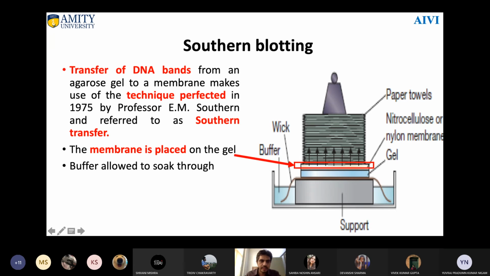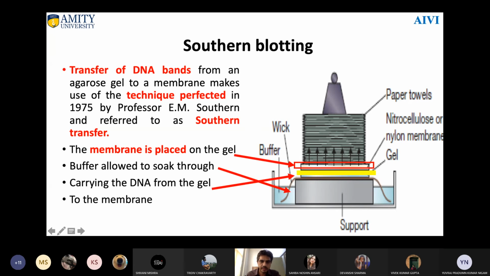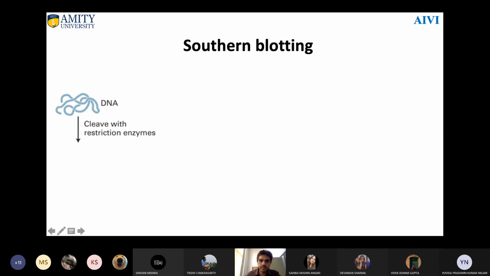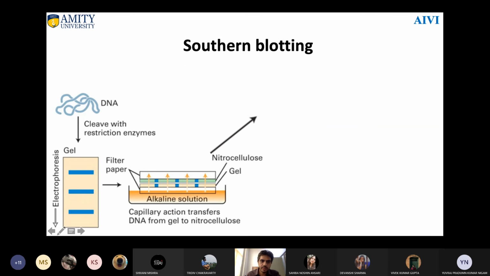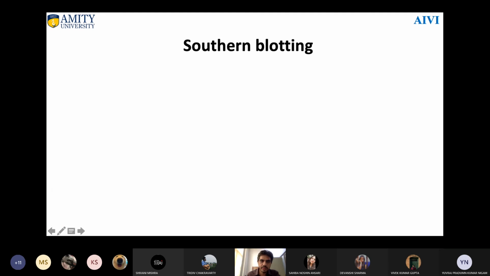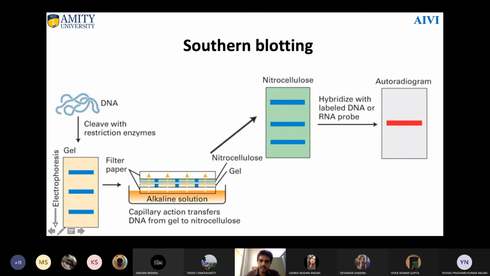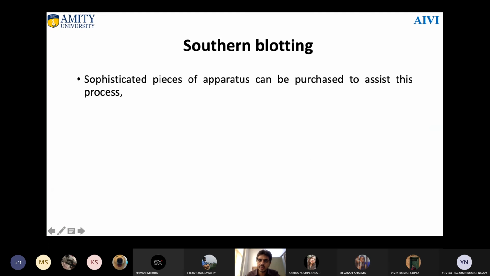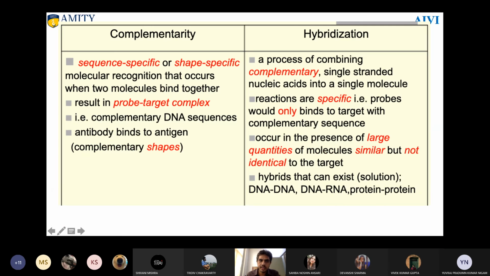So this is the way you are going to perform it. Southern blot, this is just a graphical representation of how it's really happening. After the DNA has moved on, you need to bake the membrane, and after baking it, you need to hybridize it. Hybridization is on the basis of complementarity, so it is sequence specific. Hybridization and complementarity are more or less similar things.